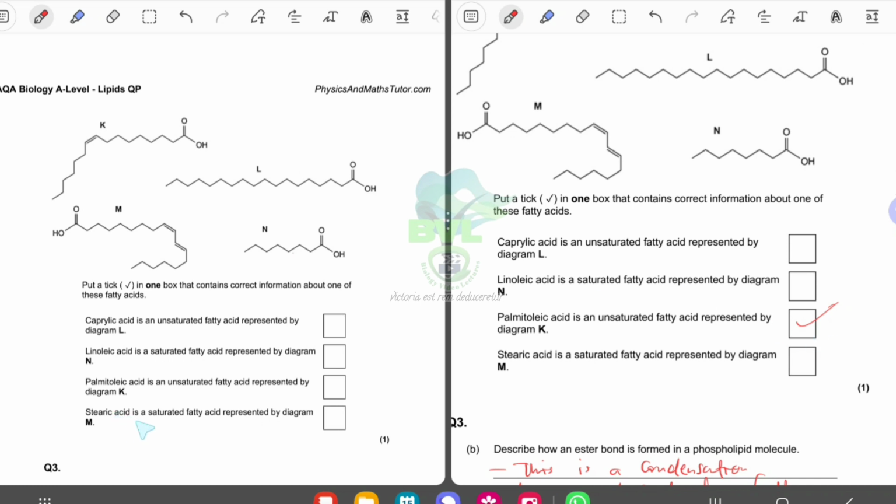Okay, stearic acid is a saturated fatty acid represented in M. Well, this is wrong because you can see the two double bonds. I hope that made sense.